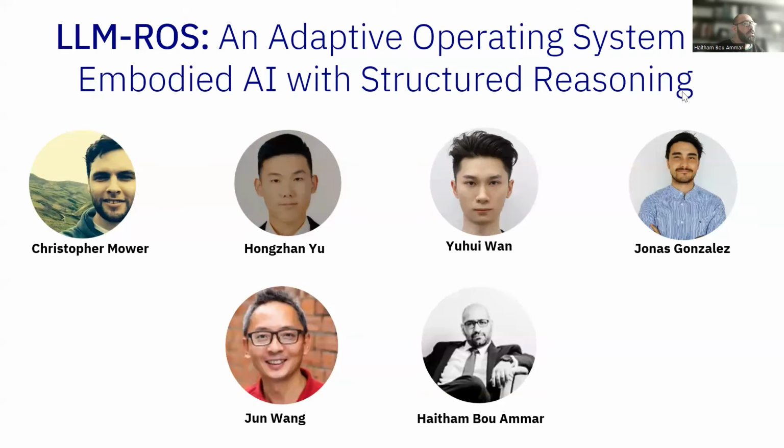Today, I would like to talk to you about our recent work, which I'm very excited about, which we are titling LLM ROS. LLM is large language model, and ROS is Robot Operating System. This is work from a fantastic team, including Chris Mauer, Hongzhan Yu, Yue Wan, Jonas Gonzalez, June, and myself.